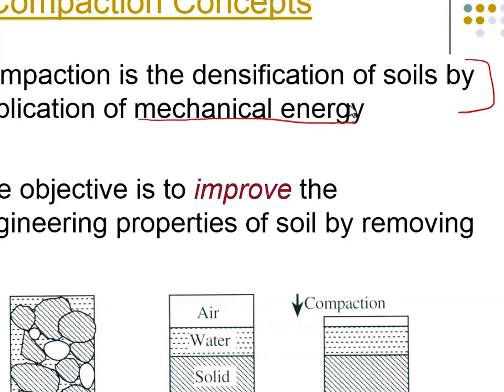Okay? And this mechanical energy can be applied through hammers or through vibrations or pressing the soils or kneading the soils. But the net result is that if we go back to looking at the phase diagram, these are the solids, these are the water and the pores, and this is the air. The net result of compaction is really a reduction in the air voids of the soil. We don't want to reduce the amount of water. Soil grains don't get reduced. So what is really compaction? Compaction is to reduce air voids from the soil by application of mechanical energy. And by reducing the air voids, we improve engineering properties.